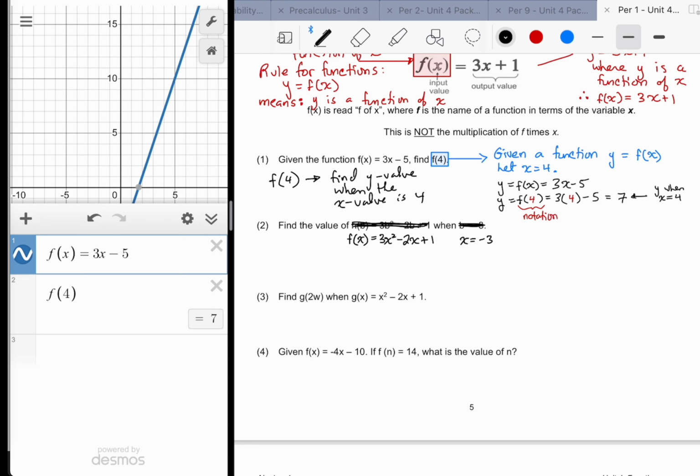So find the value of f of x when x is equal to -3. What that's saying, essentially, is find y equals f of -3, because they're saying use the x value of -3. What that's telling us to do is substitute in a -3 for x. Again, it's essentially saying find the y value when the x value is -3.